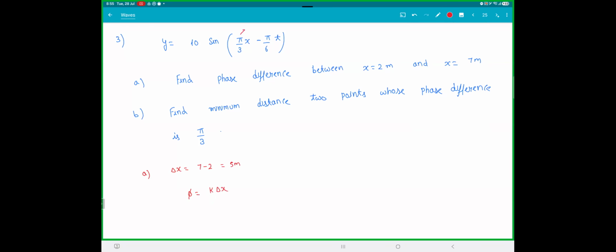You can clearly see in this, this is k and this is omega. So that's what you should know, the formula there. So k ka value is pi by 3 and delta x is 5. Okay, that's it, 5 pi by 3.